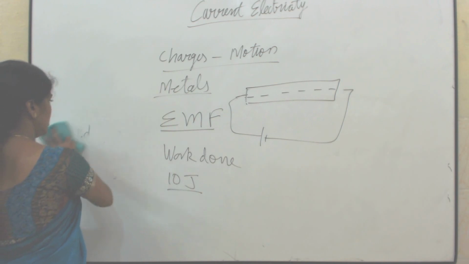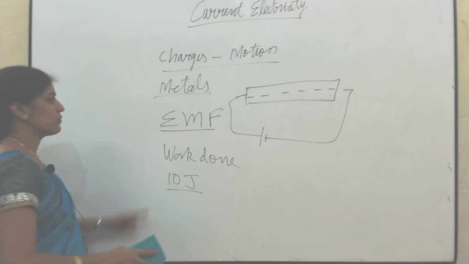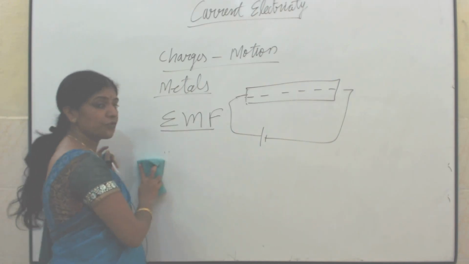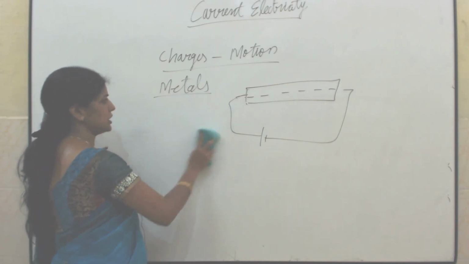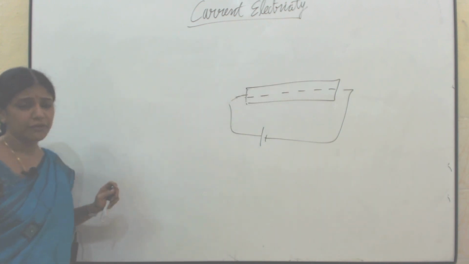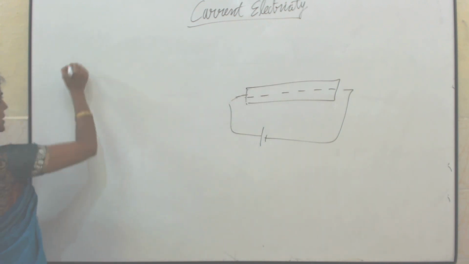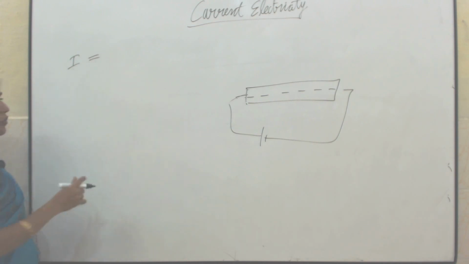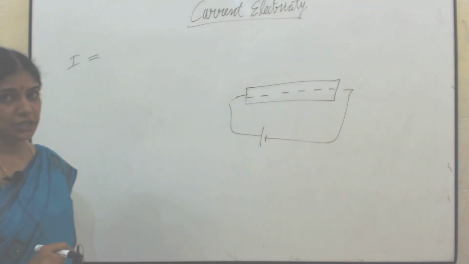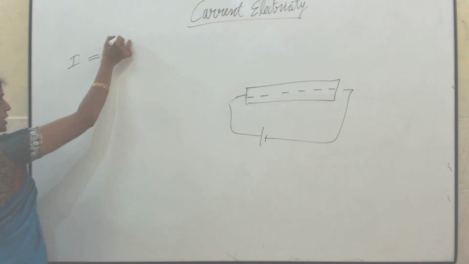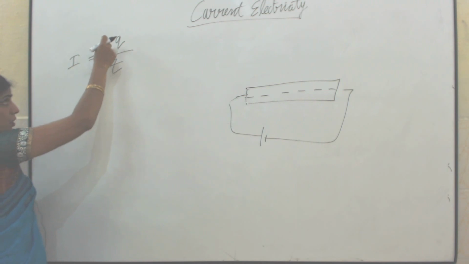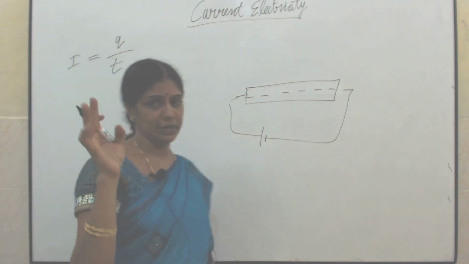Now, we have seen what is meant by potential difference and what is meant by electromotive force. So, we have made the charges flow in a definite direction. Now, the charges are flowing in a definite direction. We know that when the charges flow in a definite direction, it constitutes the current. How can I define current? This flow of charges in unit time, that is, the rate of flow of charges, we call the current.